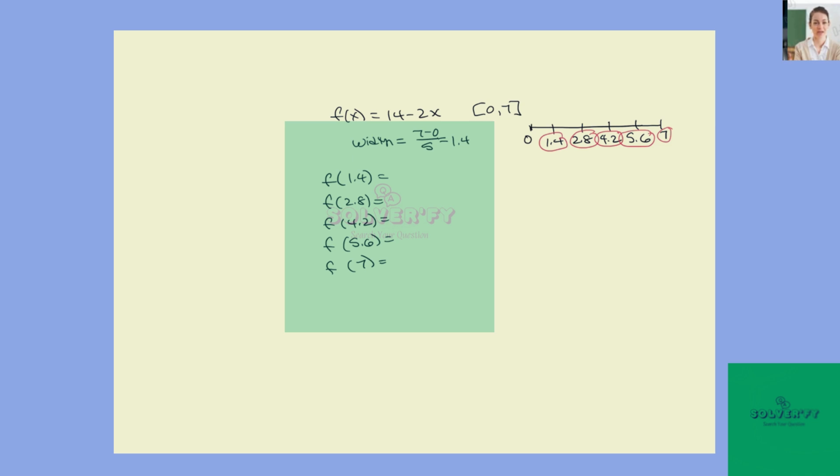If I put in 1.4, I get out 11.2. 2.8 is 8.4. 4.2 is 5.6. 5.6 is 2.8. And 7, I want 7, sorry. 7 gives me 0. So my area estimate is going to be the width, which is 1.4 times the sum of the heights.